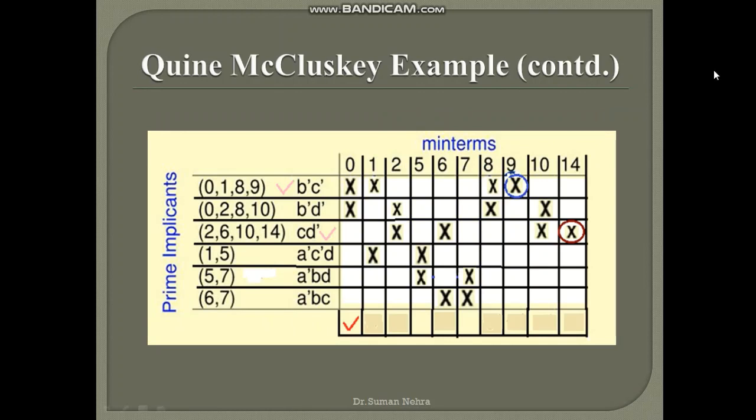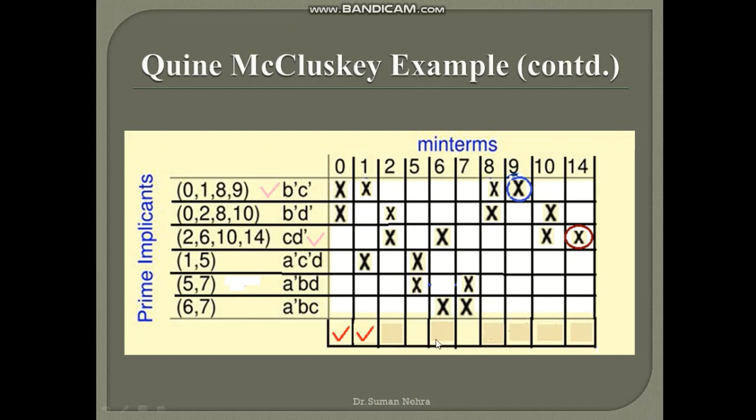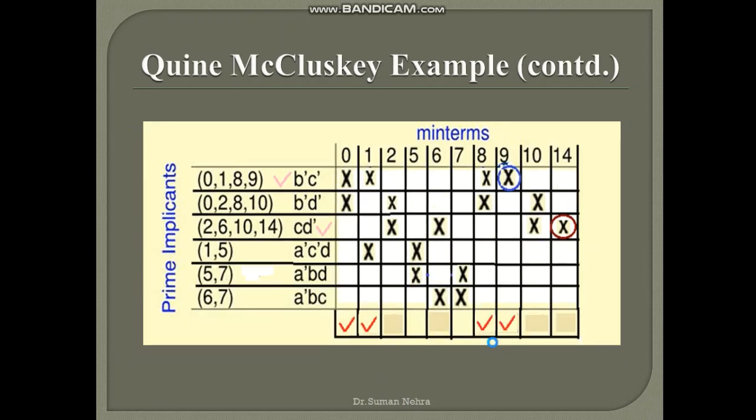Now we have the ninth column with a single cross. So we will check the expression 0, 1 and 8, 9. So tick the minterms under this expression. We have this minterm included 0, 1 and 8, 9. So put a tick mark at the bottom for those which are used. Here 0 is used. Next is 1. Next is 8. Next minterm is 9.